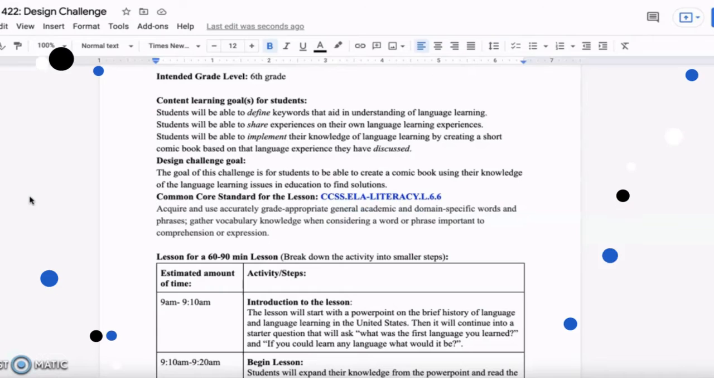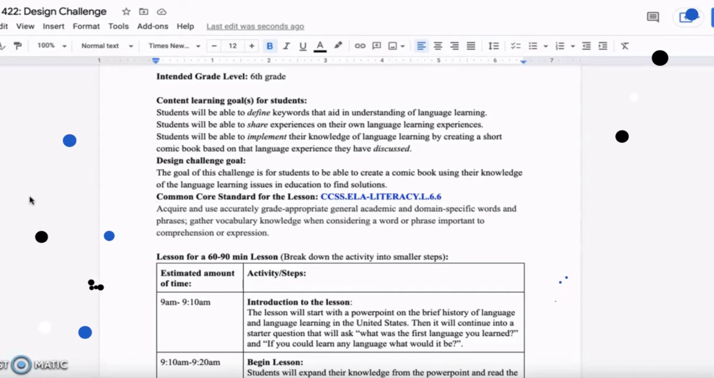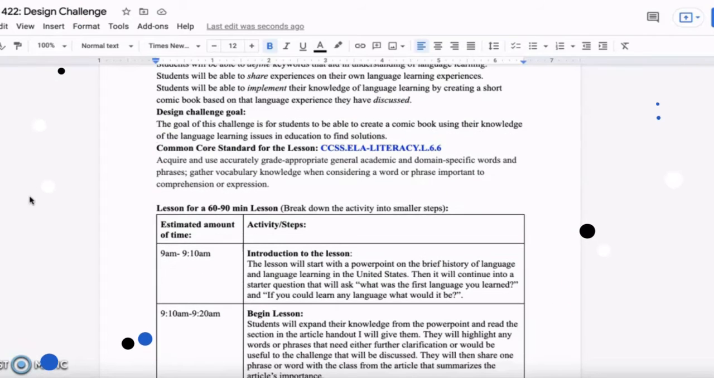The challenge goal is going to be for students to be able to create a comic book using their knowledge of language learning issues in education, to find solutions. And this Common Core standard is going to be CCSS ELA Literacy L6.6, which generally states: acquire and use accurately grade-appropriate general academic and domain-specific words and phrases to gather vocabulary knowledge and concerning a word or phrase important to comprehension and expression.